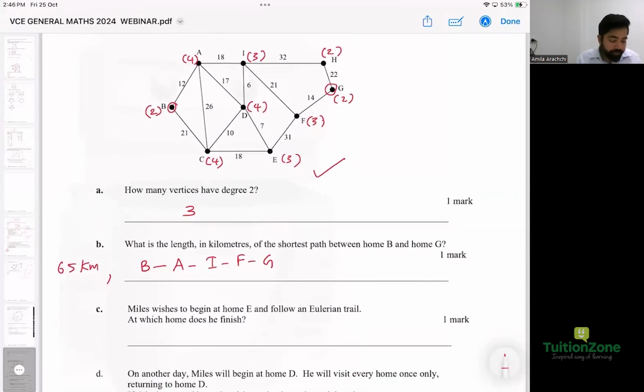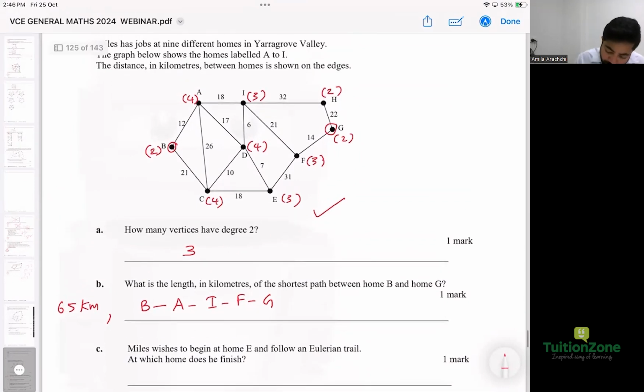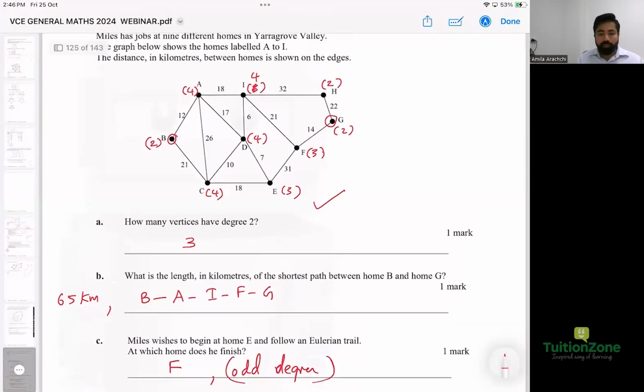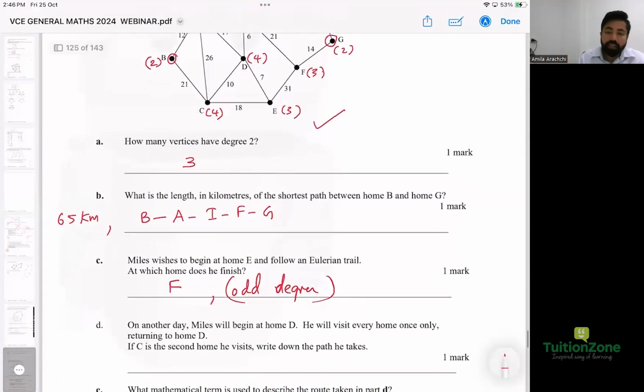What's the answer? I think I did a mistake. This is not 3, this is 4, isn't it? Yes, only have, yeah, perfect. So what's the answer? Just F, perfect. The reason is that's the only other odd degree vertices. Cool, because has to be odd degree vertices to the other one. Because as you're only having 2 odd degree vertices, this is definitely Eulerian trail. Perfect. And the part D?